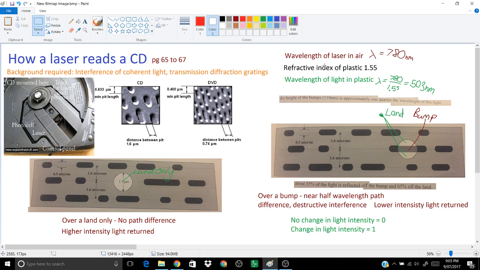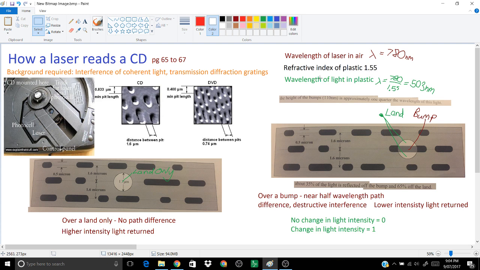Now, inside the plastic, the speed of light is reduced. Inside all dense transparent media, you're going to have a refractive index which is greater than one. In this case, the plastic that's used for the CD has a refractive index of 1.55. This will reduce the speed of light in the plastic by a factor of 1.55, so you divide the speed of light by 1.55. That's also going to affect the wave equation. Remember that frequency times wavelength equals wave speed.